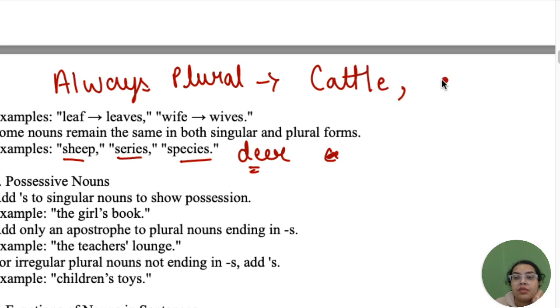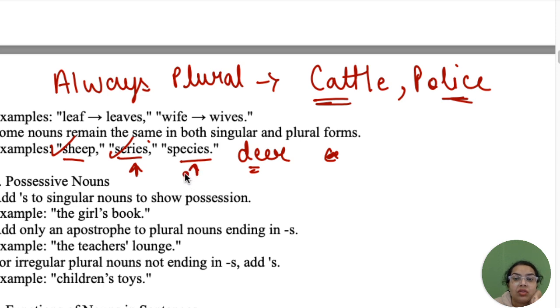There are more words, but these are the words we often see in exams. Cattle, police. Okay, sheep, series. If you're watching one series, it is series. If you're watching 10 series, it is still series with S. Species. So the scientists found a species, a new species, and the scientists found 10 new species.